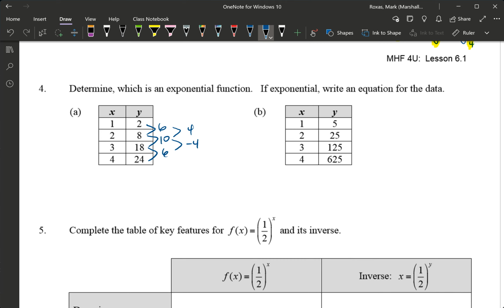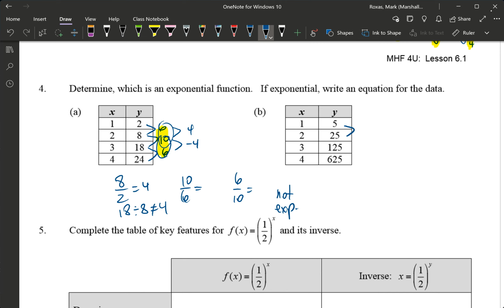So check if there's a common factor. 8 divided by 2 equals 4. 18 divided by 8 is not equal to 4. No common factor. Formally, we look at the first differences: is there a common factor there? 10 divided by 6, the second number divided by the first number, and then 6 divided by 10 for the second pair. Not the same, so no common factor. Not exponential.